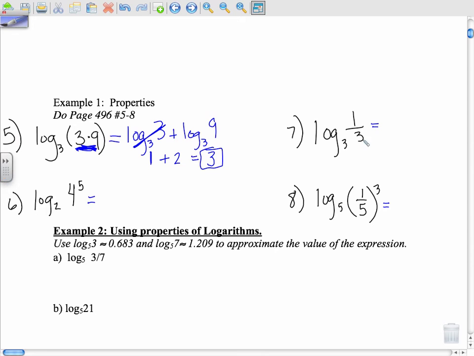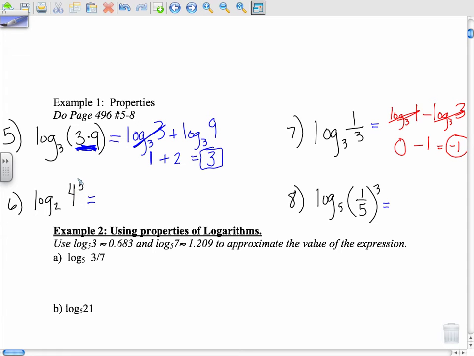I'm going to use another rule here. I'm not going to use the multiplication rule. I'm going to use the division rule, meaning I'm going to change this to be log base 3 of 1 minus log base 3 of 3. Why? Because now this is very helpful, because log base 3 of 1, we know from yesterday, it doesn't all the way cross out, but we know that it's 0. Log base 3 of 3 crosses out to give you 1. You end up with negative 1.